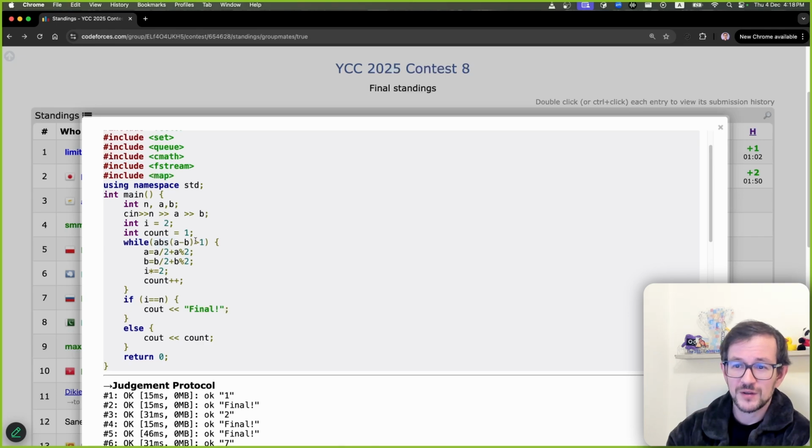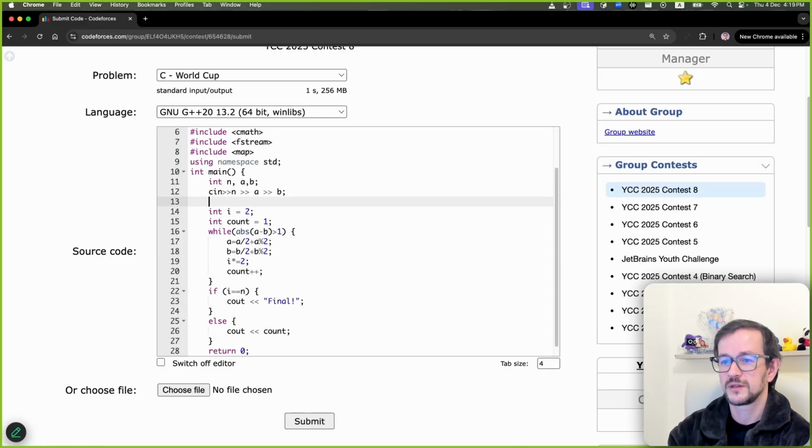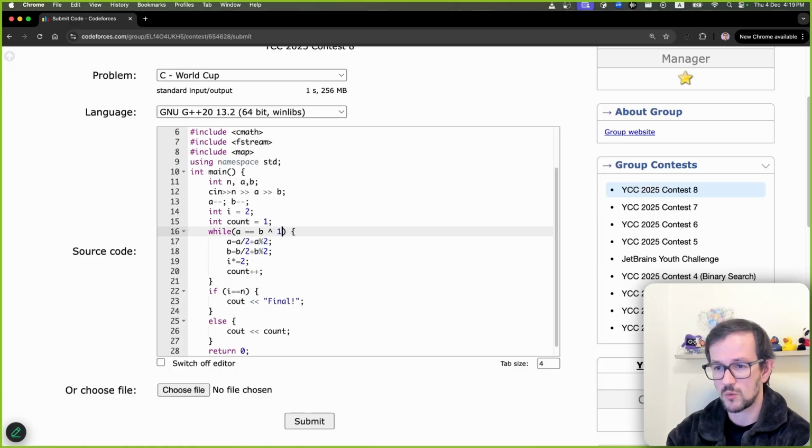Okay, I agree. If the difference is equal to 1, it doesn't mean they play each other. So we need to stop when they play each other. And it happens not when the difference equals 1. So, a minus 1 and b minus 1, let's start from 0. Then they play with each other when a equals b XOR 1. I usually do it like this. And now we don't need this plus here.